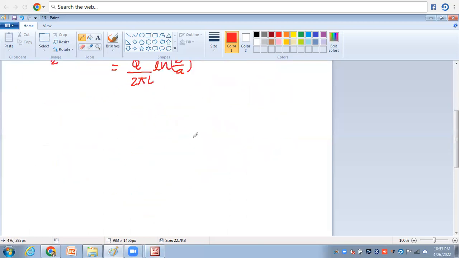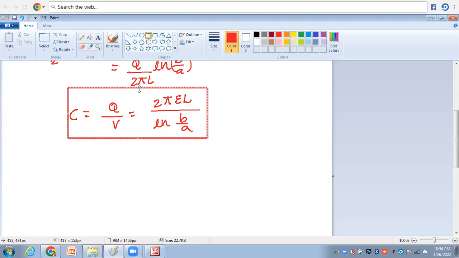If I write the final expression for the coaxial capacitance, C equal to Q by V. So Q means 2 pi epsilon L, divided by ln b by a, with Q getting cancelled. This is the coaxial capacitance. I will box this expression, then go immediately to the spherical capacitance, a very easy topic.